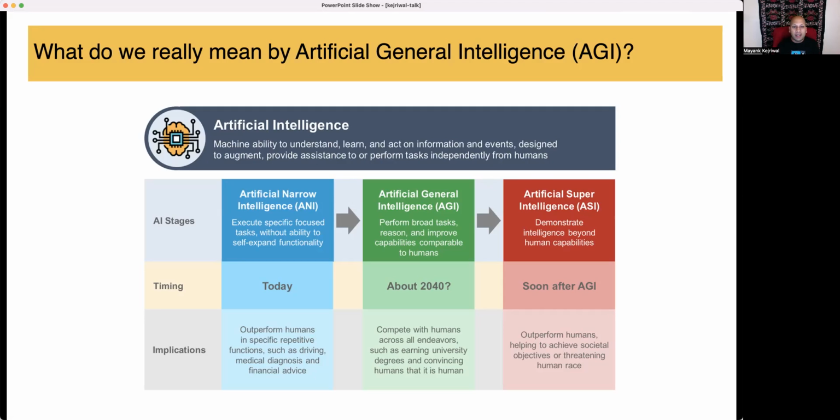The basic definition of AI, as we all know, is the machine ability to understand, learn, and act on information and events, designed to augment, provide assistance to, or perform tasks independently from humans. That's a little bit of a complicated definition. But when we think about ANI, narrow intelligence, AGI, and ASI, superintelligence, ANI is your AI of the past: you have an AI that can play a game, an AI that can do face recognition, an AI that can recommend movies, and so on. You have one AI trained for individual tasks.